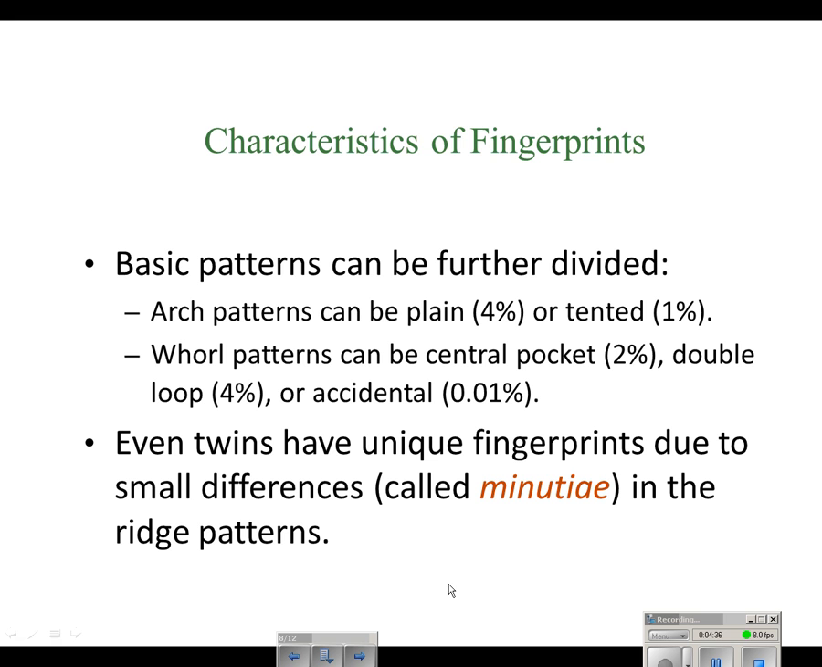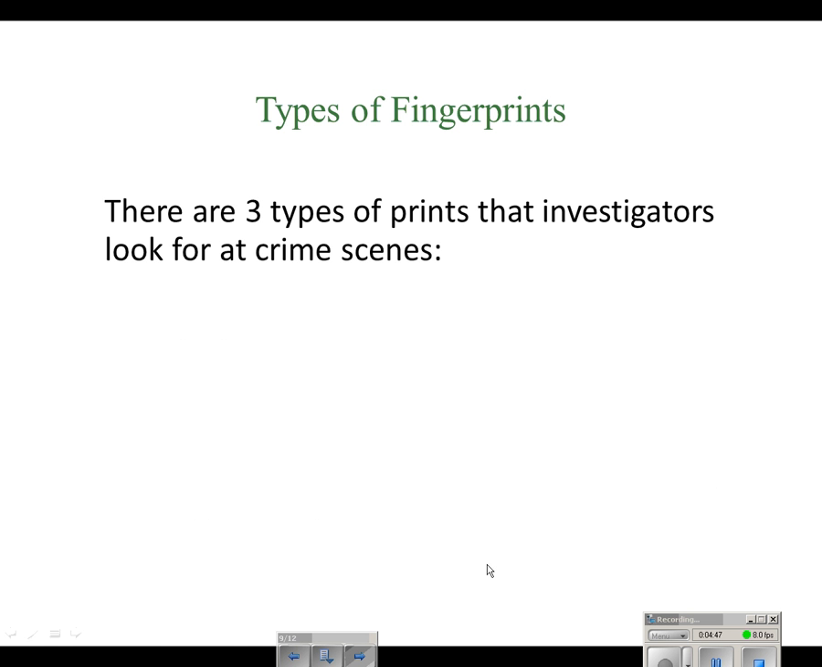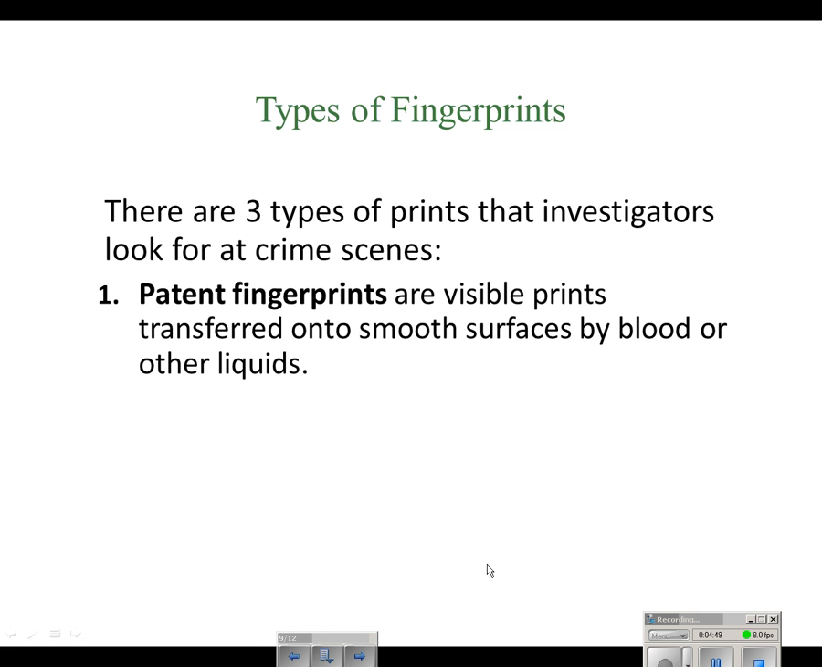So the delta that I showed you before, there's eyes and hooks and all sorts of patterns, and those are called minutia that form in the ridge patterns. Now, there's 3 types of prints that investigators look for at a crime scene. Patent fingerprints are visible, that are transferred onto smooth surfaces by blood or other liquids. These are easy to see.